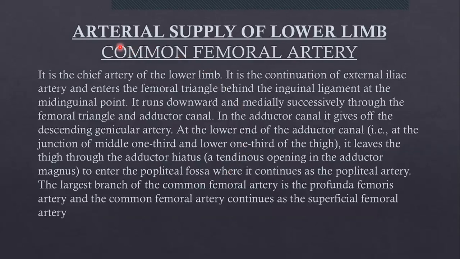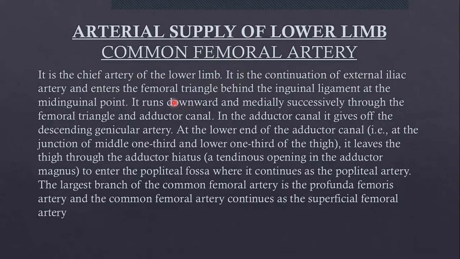So let's start with the arterial supply of the lower limb. It is by the common femoral artery. Now, the common femoral artery is the chief artery of the lower limb, and it is usually a continuation of the external iliac artery. When it passes underneath the inguinal ligament at the mid-inguinal point to enter the femoral triangle, the external iliac artery changes its name from external iliac artery to the common femoral artery.